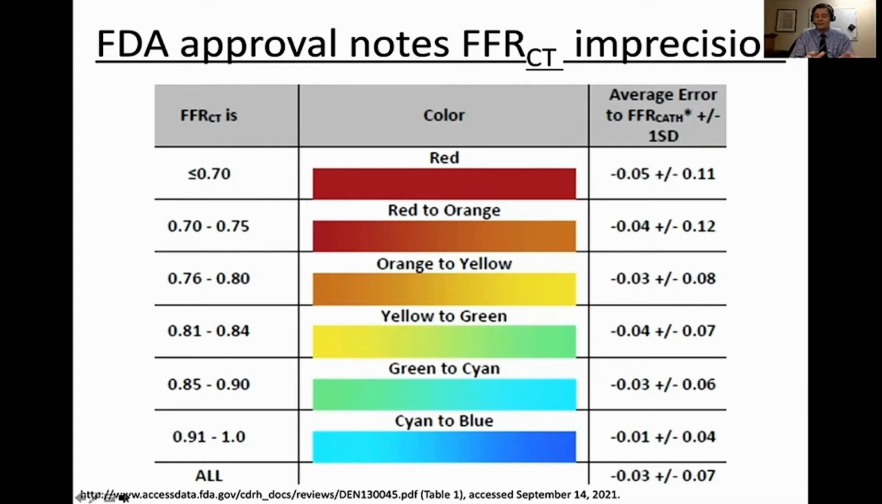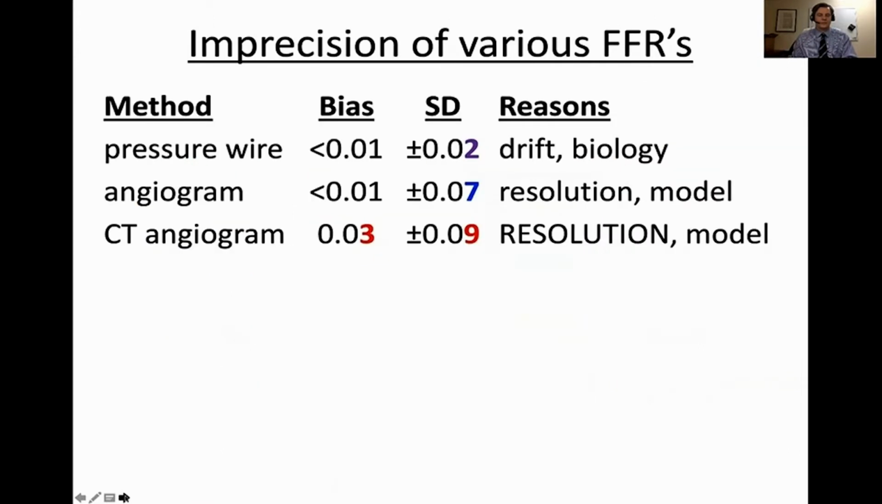They have this table, which comes from the FDA's de novo approval document, which you can find at the FDA website, noting that when the FFRct is within these certain ranges, this is the average difference as well as the scatter, one standard deviation. It's that scatter then that is largely 0.09 or something like that, although it does vary a little bit by the exact FFR range. So this is well appreciated and part of the reports actually that the docs get from FFRct.